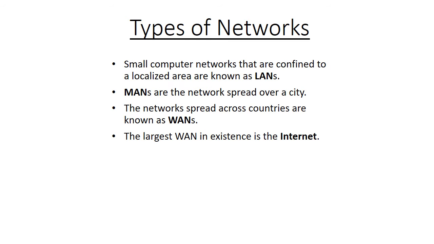Now the explanation of LAN, MAN, WAN. Small computer networks that are confined to a localized area are known as LANs. MANs are the networks spread over a city. The networks spread across countries are known as WANs. The largest WAN in existence is the internet. So local area network, metropolitan area network, wide area network.